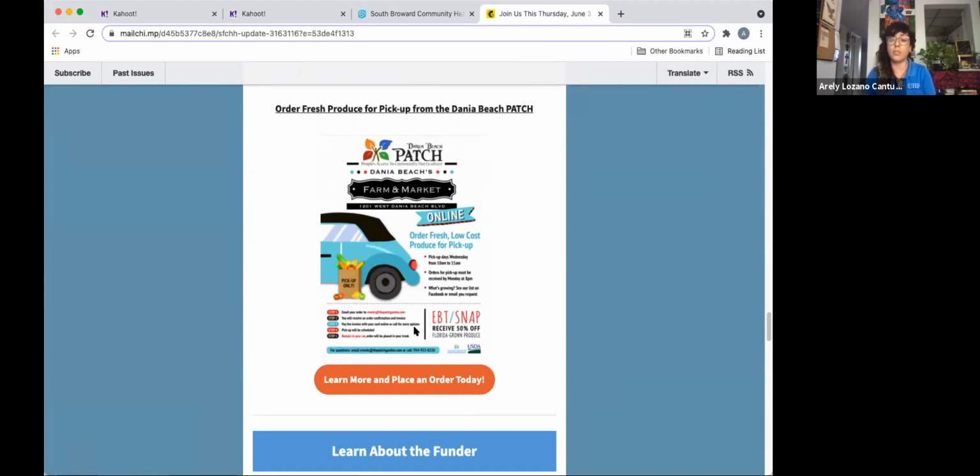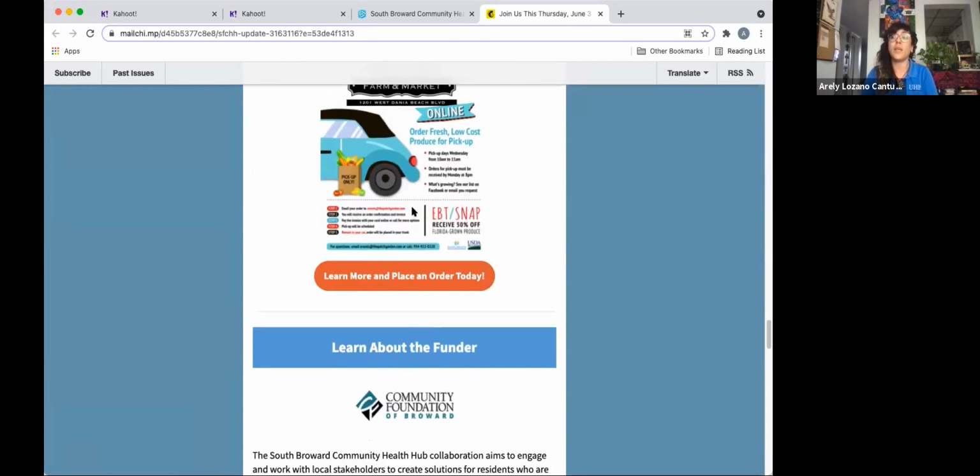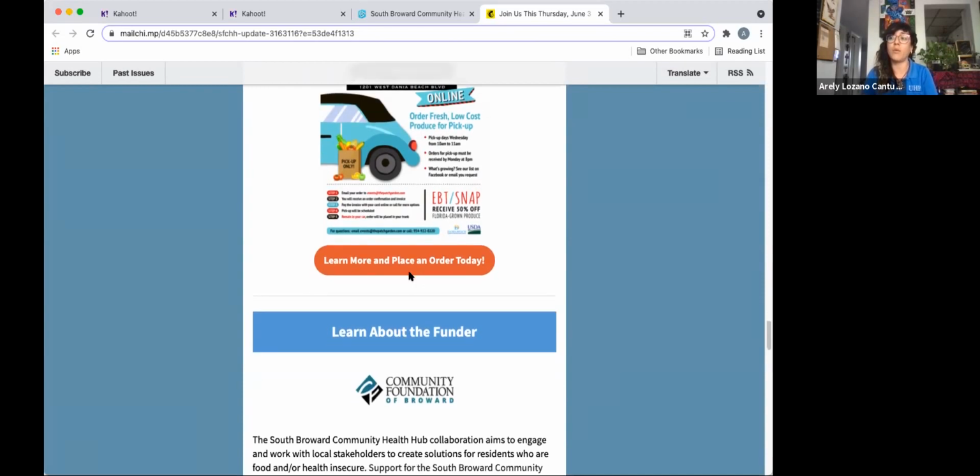So you can also look at what they have in the coming weeks in their produce line, select what you want, and order it to go pick it up. They offer the EBT SNAP benefit as they always do.